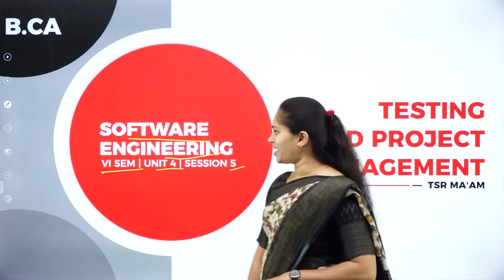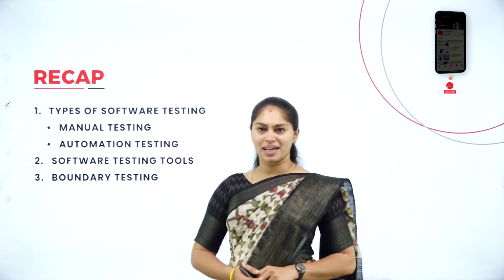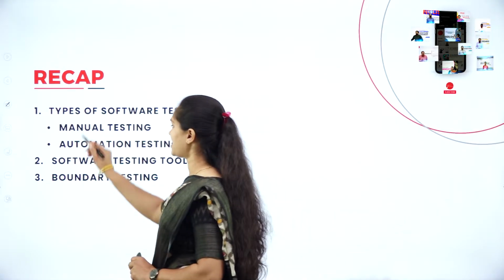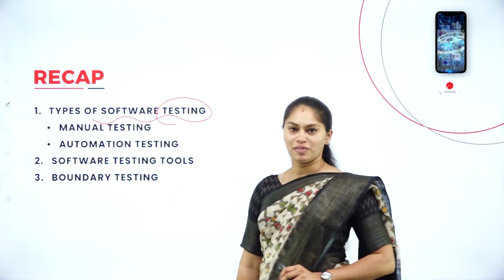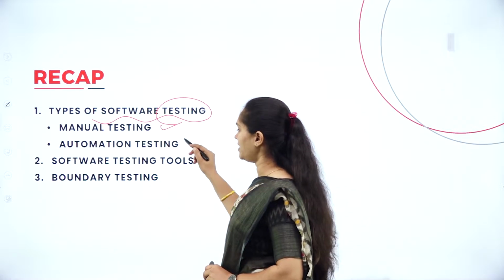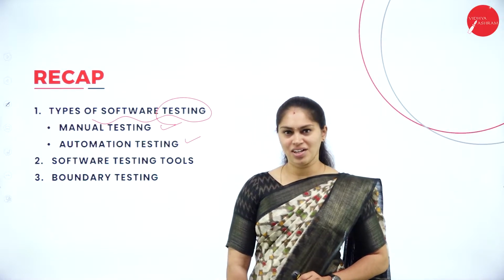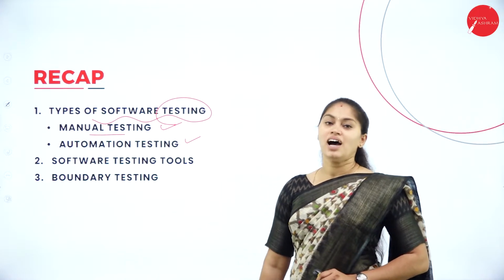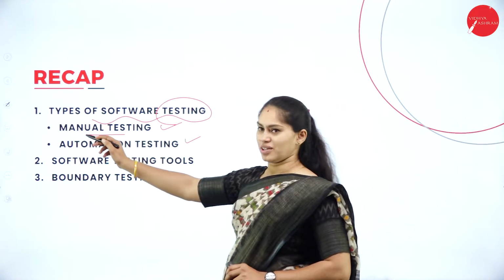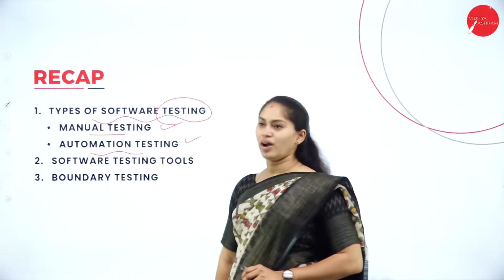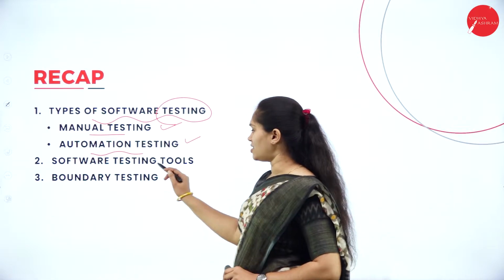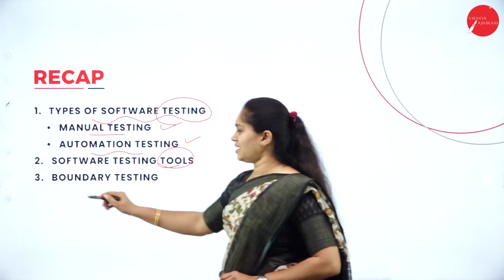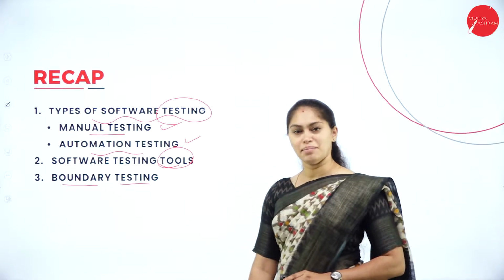Before getting into today's session, we'll see a quick recap of my previous session. In the last session of this unit, we discussed types of software testing. Under that, we have manual testing as well as automation testing. When the testing is done manually without using any scripts or automation tool, that is manual. Otherwise, it will be considered as what? Automation testing. We also learned about the software testing tools we have. Then I also discussed boundary testing.